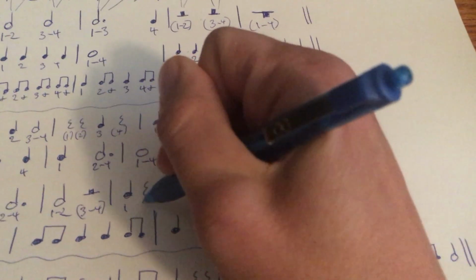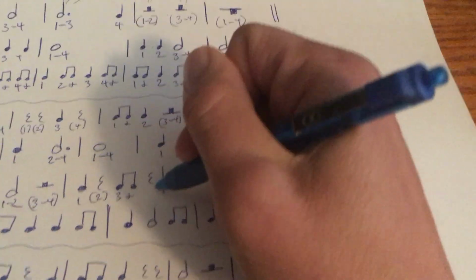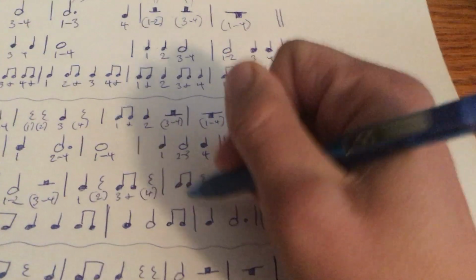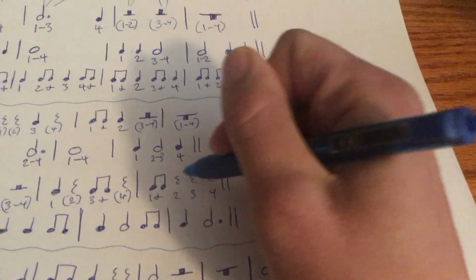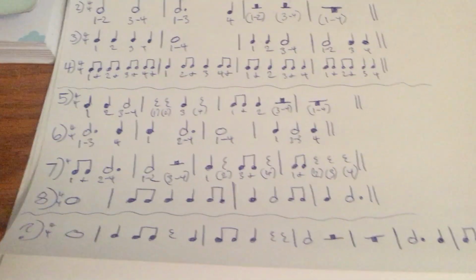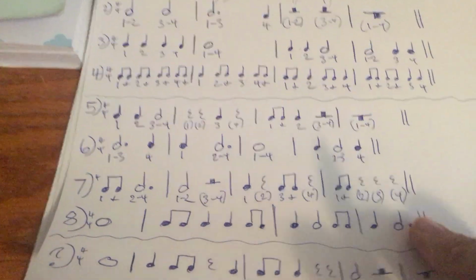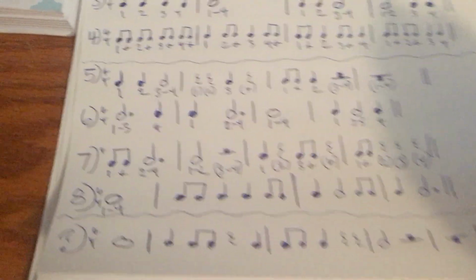You have a 1, then 2 in parentheses, 3 and 4 in parentheses. And you have a 1 and 2, 3, 4, and that 2, 3, 4 is also going to be in parentheses. All quiet. Those are all quarter rests. Okay, number 8 is going to be 1 through 4 because it's a whole note.